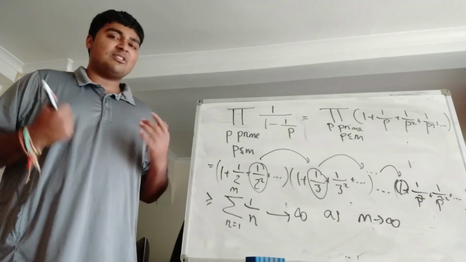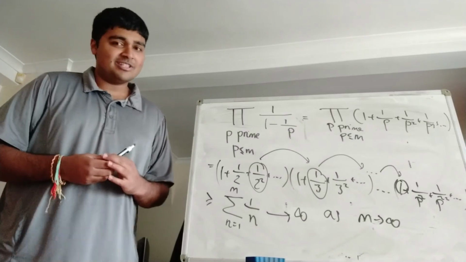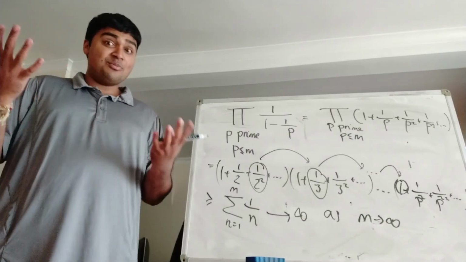So that's where we arrive at our contradiction, hence there must be infinitely many primes, and that proves the result we wanted to. I hope that this video has all made sense, and I hope you've enjoyed it as well.